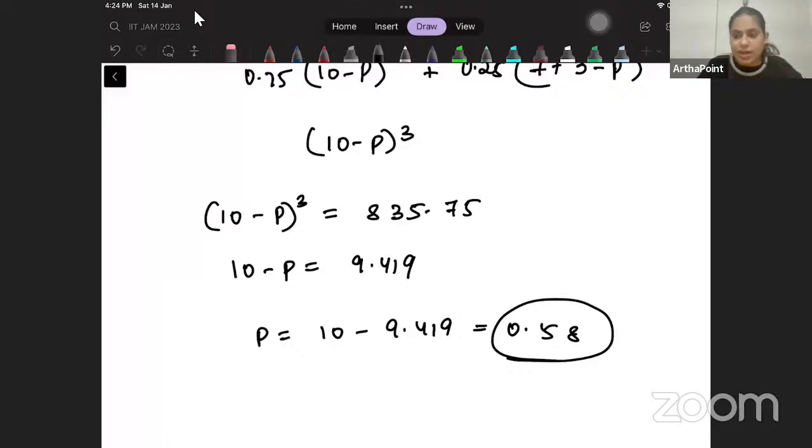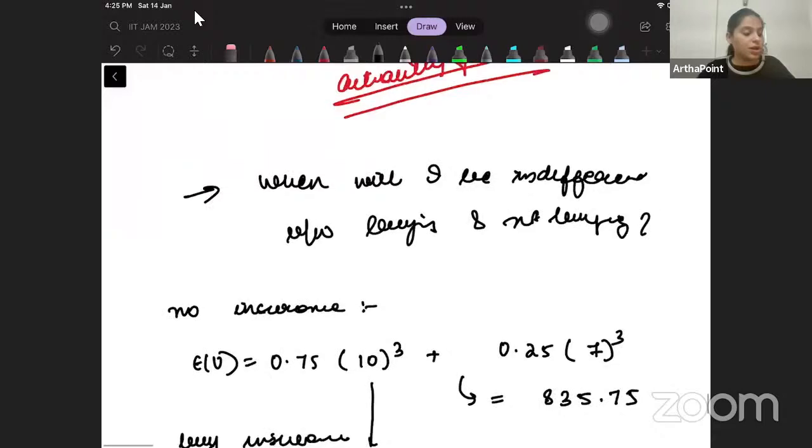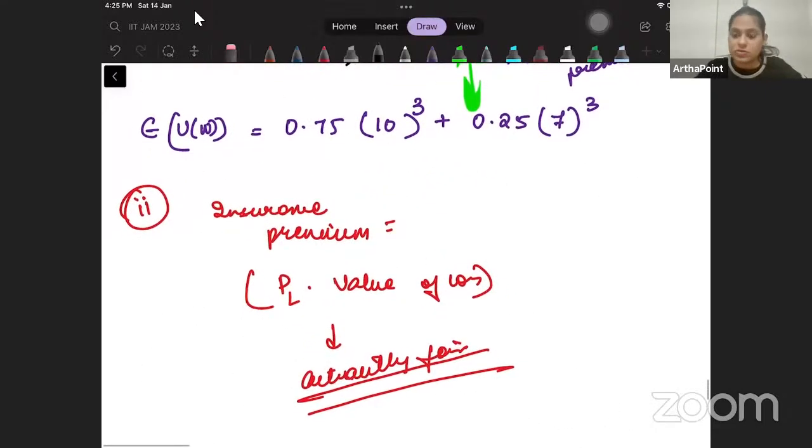So uncertainty chapter is very important. It will come in exam. You have to go ahead and understand kuch hi concepts hai. What is actuarially fair insurance? What is premium, risk premium? What is insurance premium? How to find insurance premium in general cases, jaise isme kiya, and how to find insurance premium if I know it is actuarially fair. Just use the formula PL into value of loss.